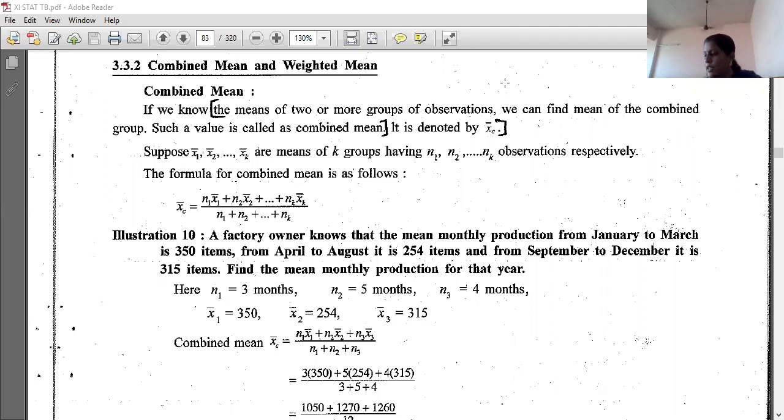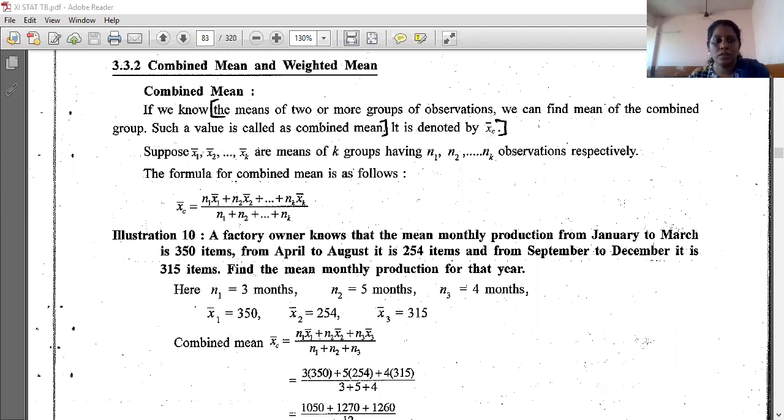And in the last video, we have done exercise 3.1 and completed that exercise also. So today we'll start with the new topic, that is combined mean and weighted mean. So let's see the definition first. So what is combined mean?